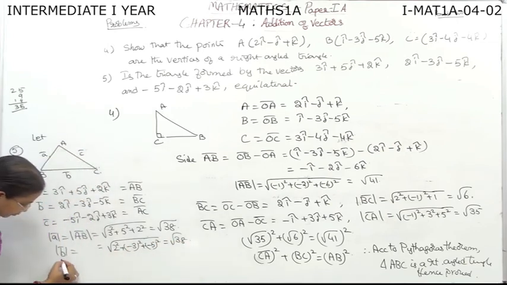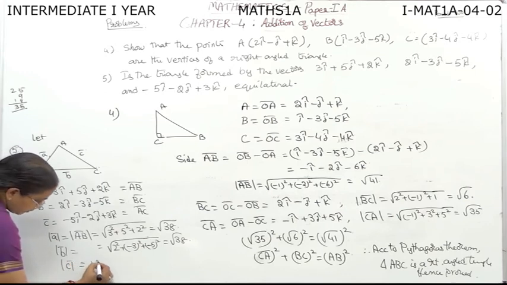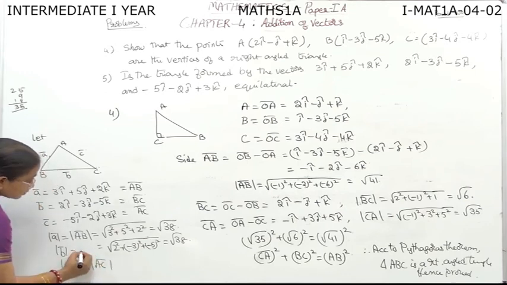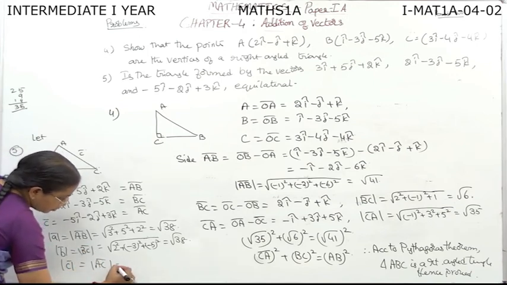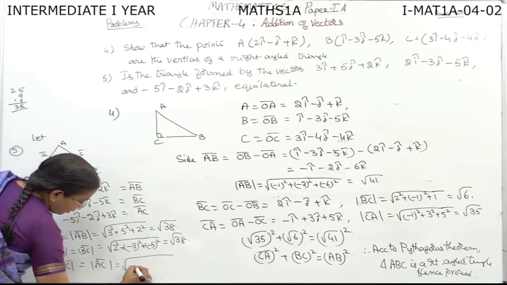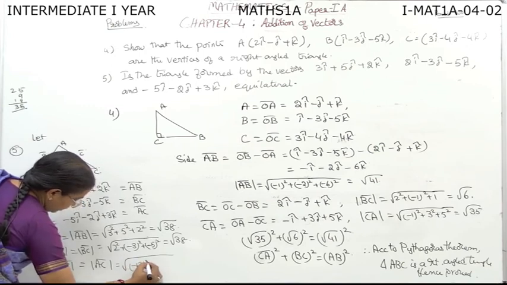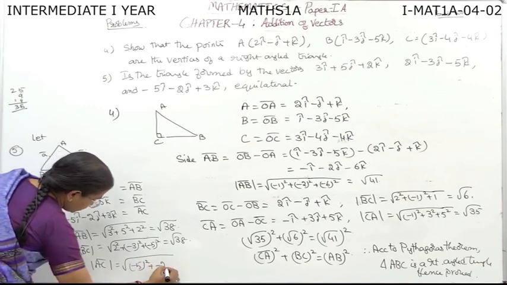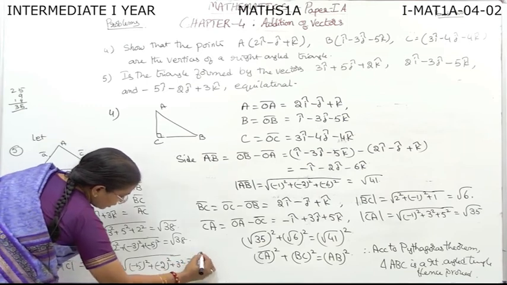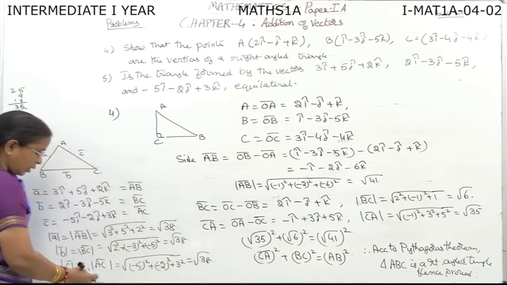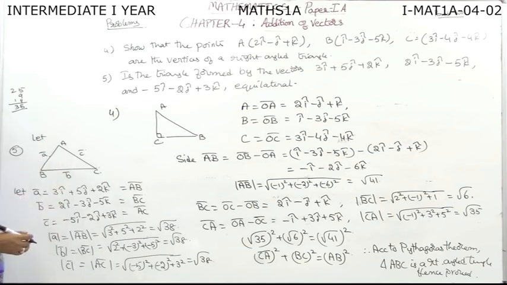And then mod C is equal to mod AC, and this is mod BC. So this is also equal to root of minus 5 whole square plus minus 2 whole square plus 3 square. So that is also equal to root 38. Since all sides are equal, the triangle is equilateral.